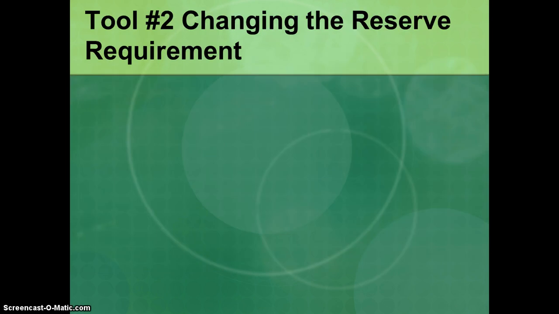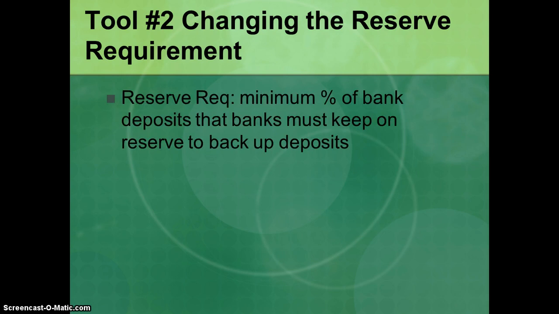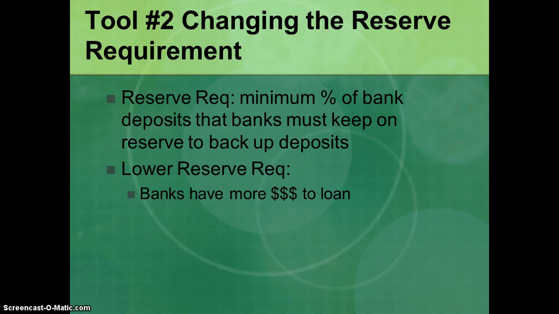The second tool is that the Fed can change the reserve requirement. Again, the reserve requirement is the minimum percent of bank deposits that banks must keep on reserve to back up their deposits. When you deposit $1,000 in a bank, chances are the bank keeps around $100 of that cash in the bank and then loans out the rest to other customers requiring loans for cars, new homes, etc. When the Federal Reserve lowers the reserve requirement, so it allows banks to keep less cash on hand, that allows the banks to have more money to loan.